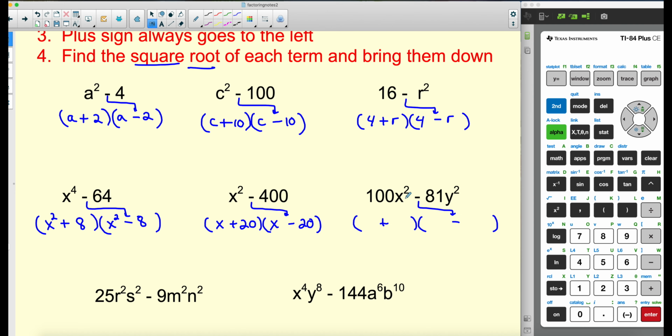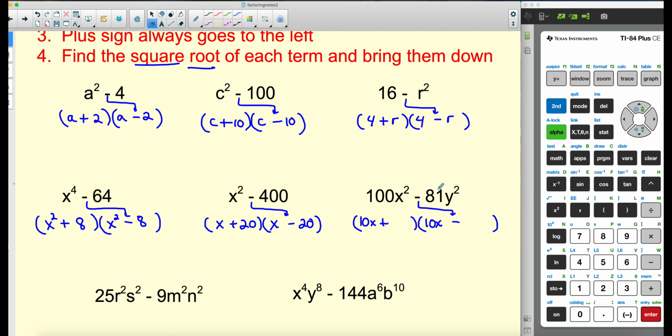Now you have the number with the variable here, 100x squared. No problem. You can find the square root of that. The square root of 100 is 10. And the square root of x squared is x. So it's 10x. And then it's 10x over here. And why is that? Because 10x times 10x is 100x squared.